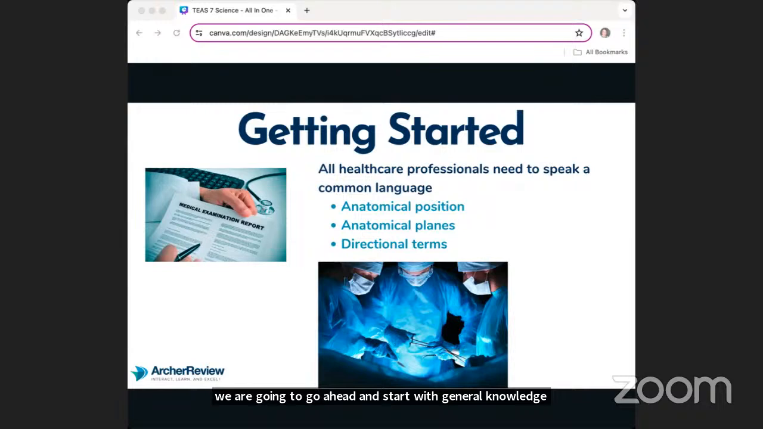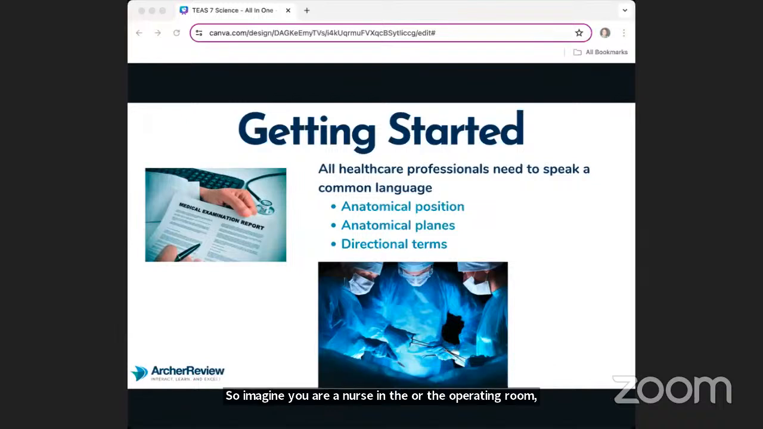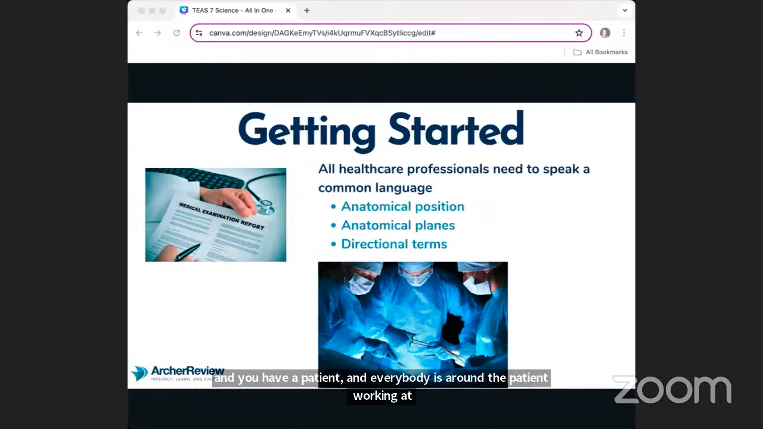So imagine you are a nurse in the OR, the operating room, and you have a patient, and everybody's around the patient working at different positions or different angles. And let's say the surgeon says, make an incision to the right of the heart. But in which direction is right? Everybody's facing a different direction, has a different viewpoint. Is it the patient's right? Is it your right as the nurse?